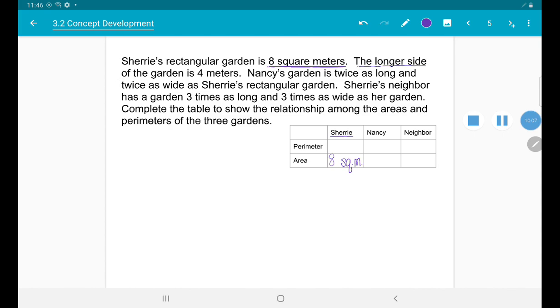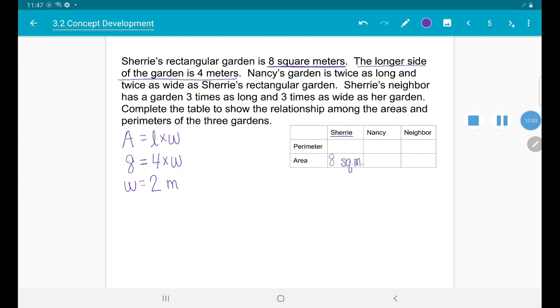The longer side of the garden is 4 meters. So the area equals the length times width. I know the area is 8. I know the longer side, which it doesn't tell me if it's length or width, but it doesn't matter because we're just multiplying them together. So I know one side is 4, and I'm missing 1. So 8 equals 4 times what? I know that 4 times 2 equals 8. So the missing side is going to be 2 meters.